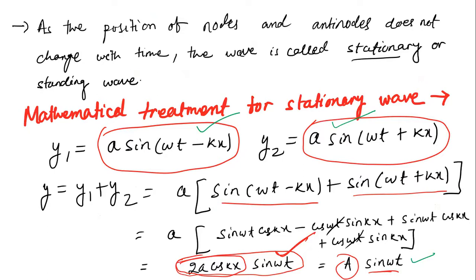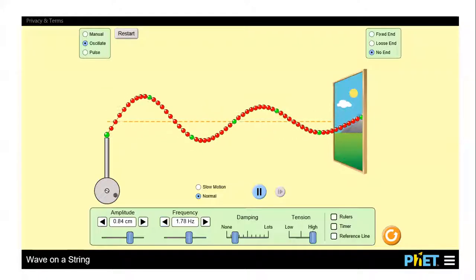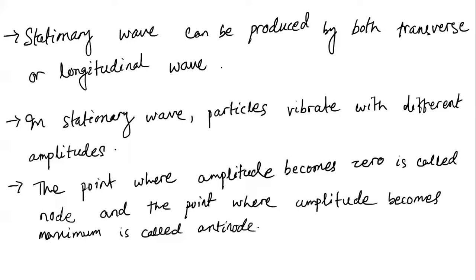The first thing you need to keep in mind is the phase difference, which has a value between two points that ranges from 0 to 2 pi in a traveling or progressive wave. But here, if you consider two points in the same loop, they will have zero phase difference. If you consider two points in two adjacent loops, then you will have a pi phase difference. Stationary waves can be produced by both transverse and longitudinal waves.